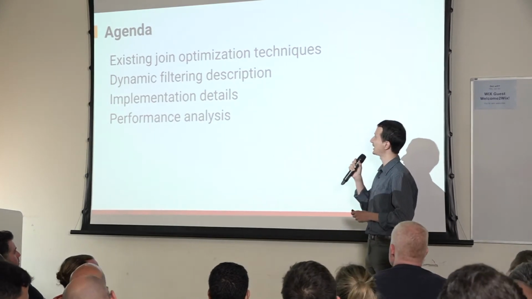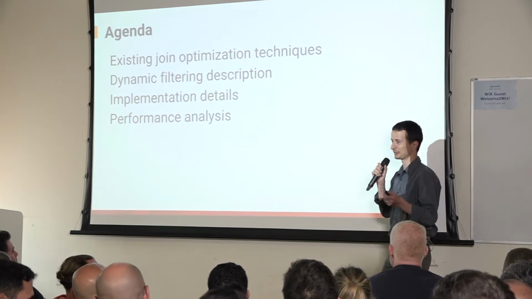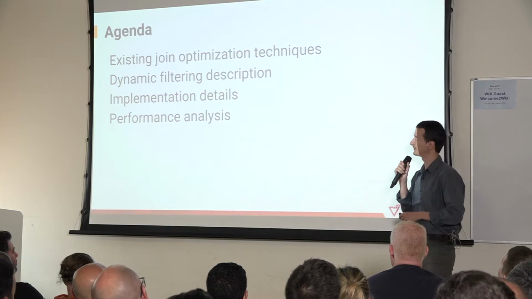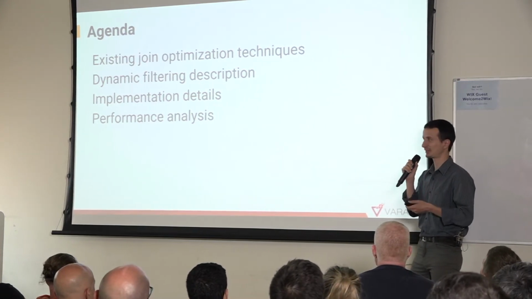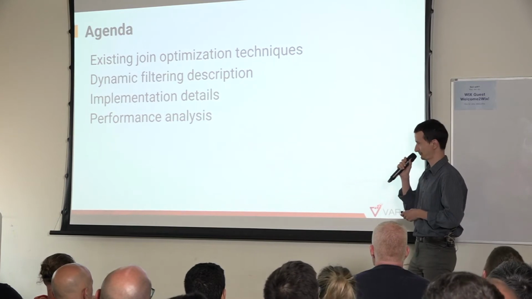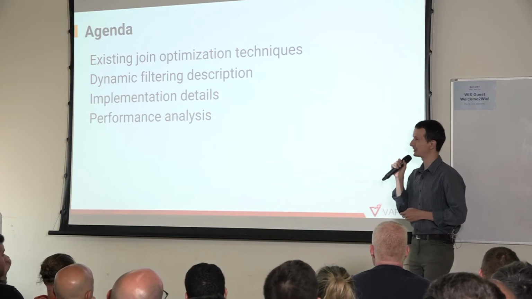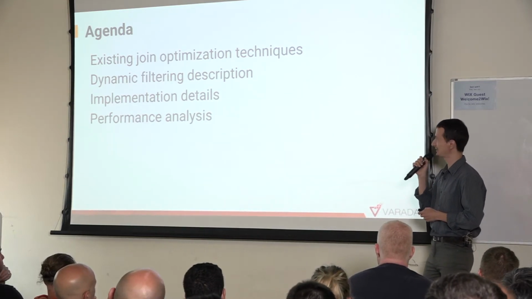I will start with describing existing join optimization in Presto, which can be useful for you even if you're not using dynamic filtering. Then we'll describe the problem we were trying to solve with dynamic filtering. Then we'll discuss a bit about existing implementations and our proposal. And the last slides will describe the performance gains that can be reached using this technique.